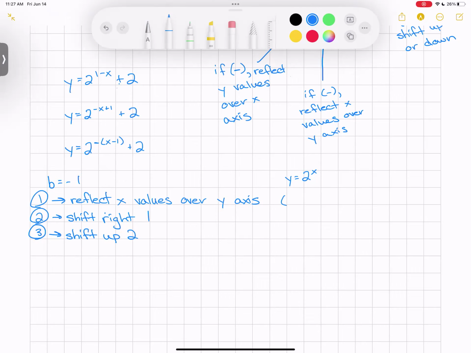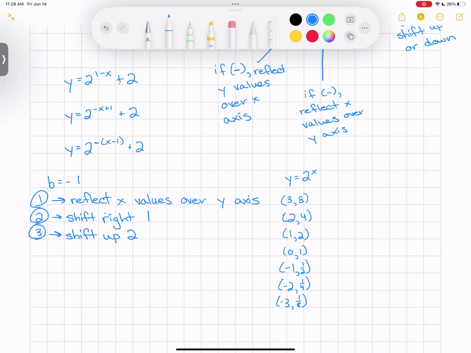So we've got a point at 3, 8, and then 2, 4, 1, 2, 0, 1, -1, 1/2, -2, 1/4, and -3, 1/8.